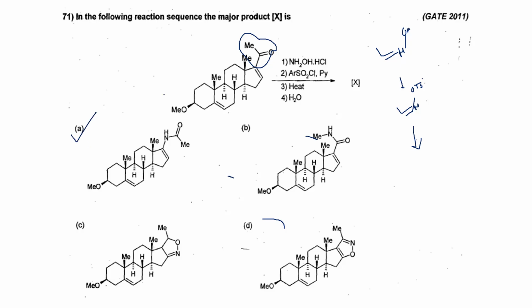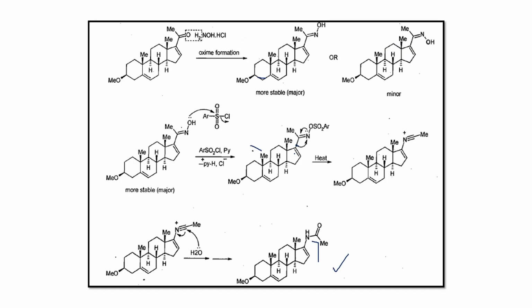Okay, so from the Beckmann reaction, what have you learned? Always an anti-rearrangement. Always the anti-bond will rearrange. Why not this? Always the anti-bond will rearrange, giving an amide. The product will be an amide.